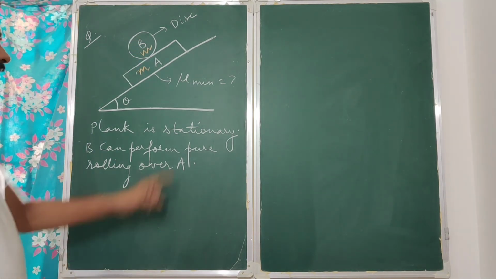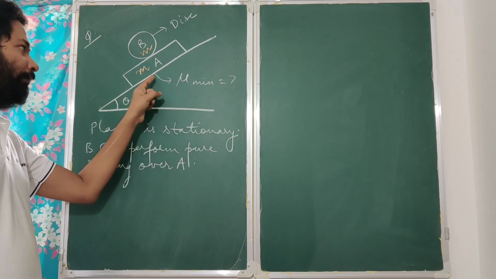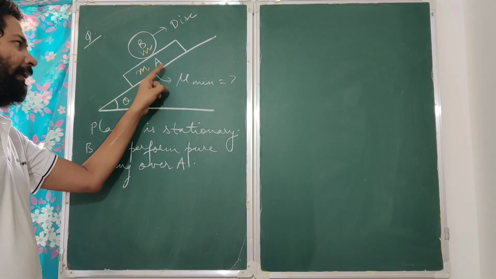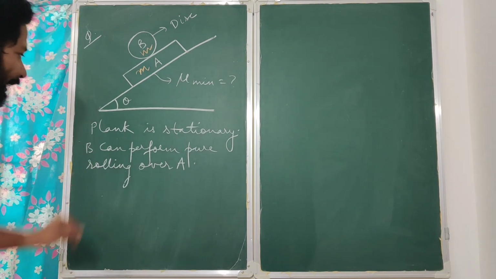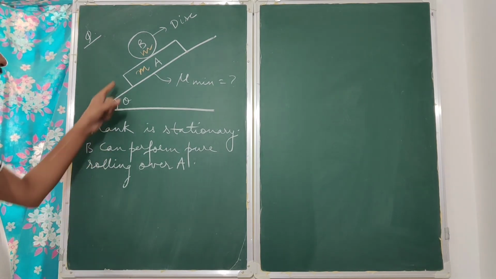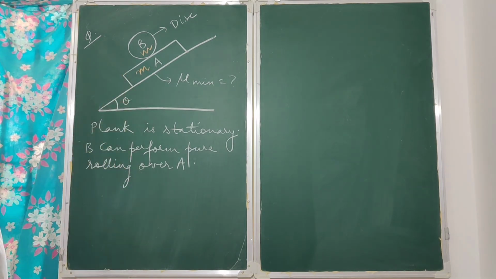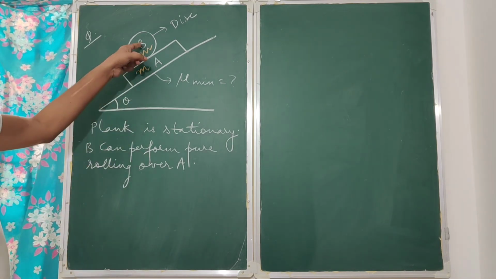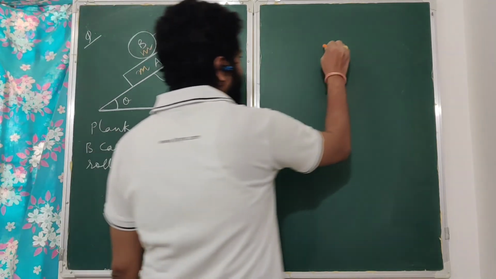So they are asking the minimum value of coefficient of friction between the plank and the incline, so that this plank remains stationary, it does not move. So in order to solve this question, first thing is we should draw the free body diagram. If you talk about B, what are the forces which are acting on B?